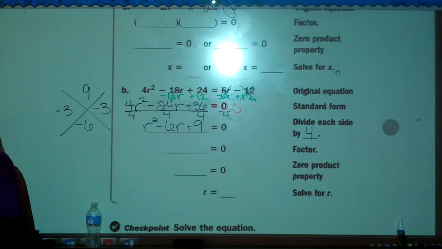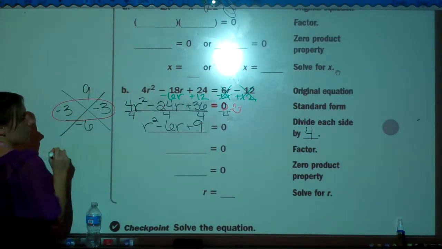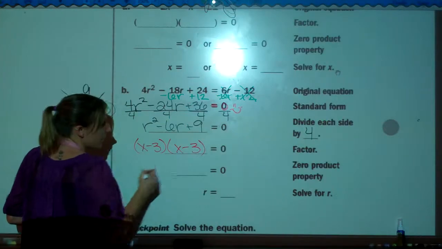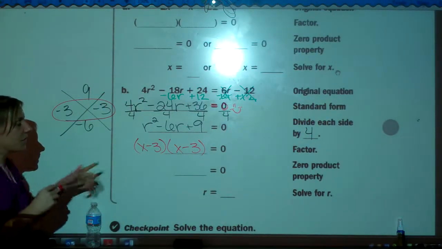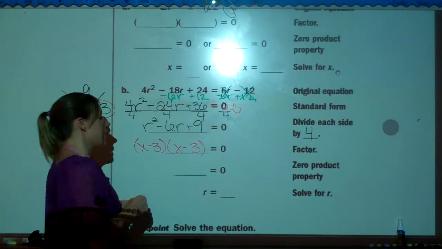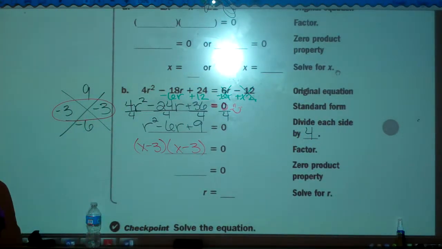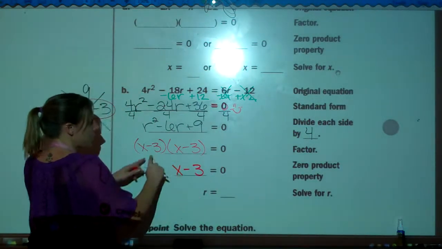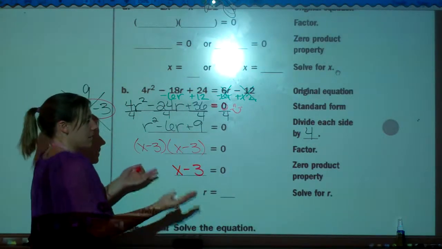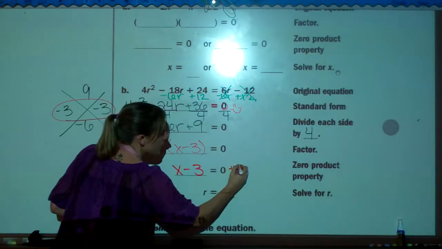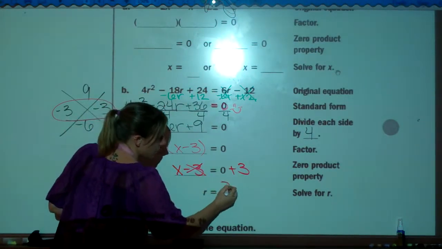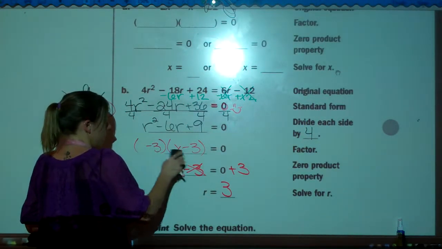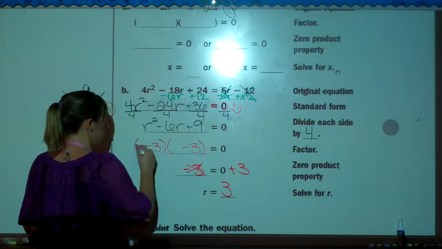So these are the factors, r minus 3 and r minus 3. Okay, well since they repeat each other, that really just means that you've got 2 of them, so you get the same answer. When you set either one of them equal to 0, it's just r minus 3 equals 0 because it's the same thing. So when you add your 3 over, you get r equals 0 plus 3, which is 3.